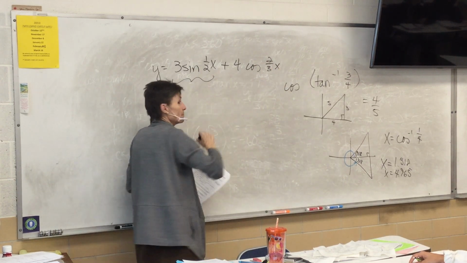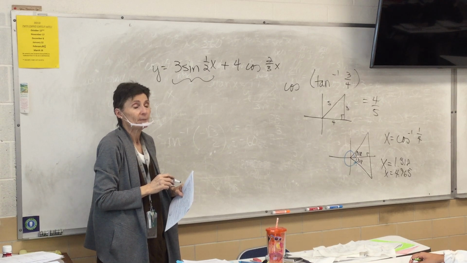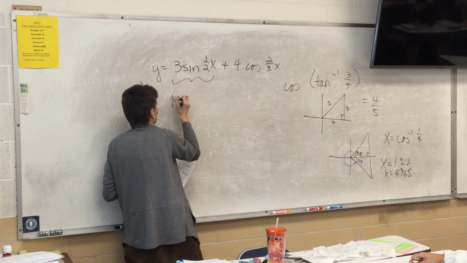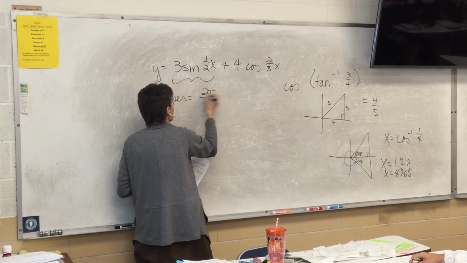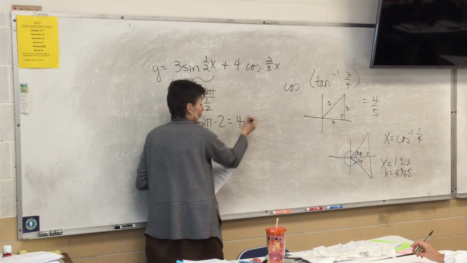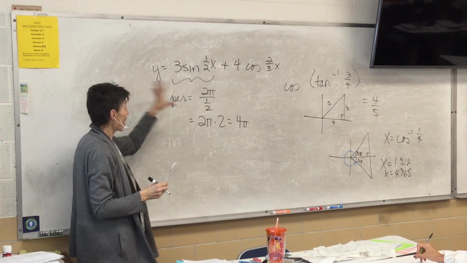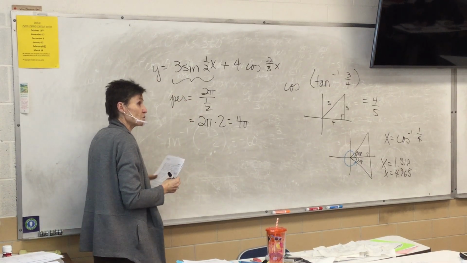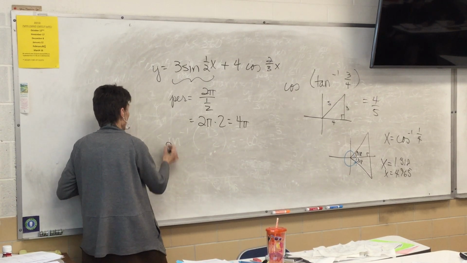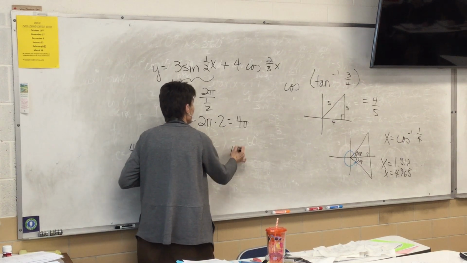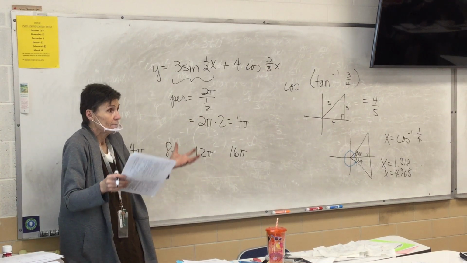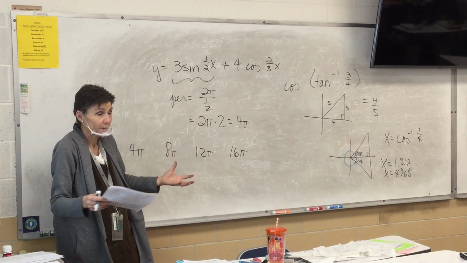So, find the period of each piece separately. So what's the period of this one? 2 pi divided by 1/2, which is 2 pi times 2, or 4 pi, right? So the period of that piece is 4 pi, which means that it starts over again every 4 pi. So 4 pi, 8 pi, 12 pi, 16 pi. I don't care how many you write out. I don't care if you write them out at all. That's what it means to have a period of 4 pi.